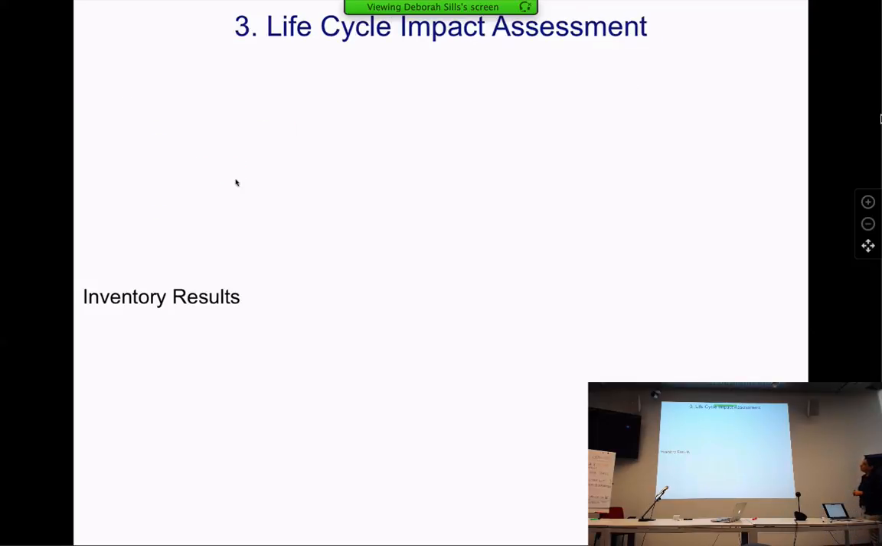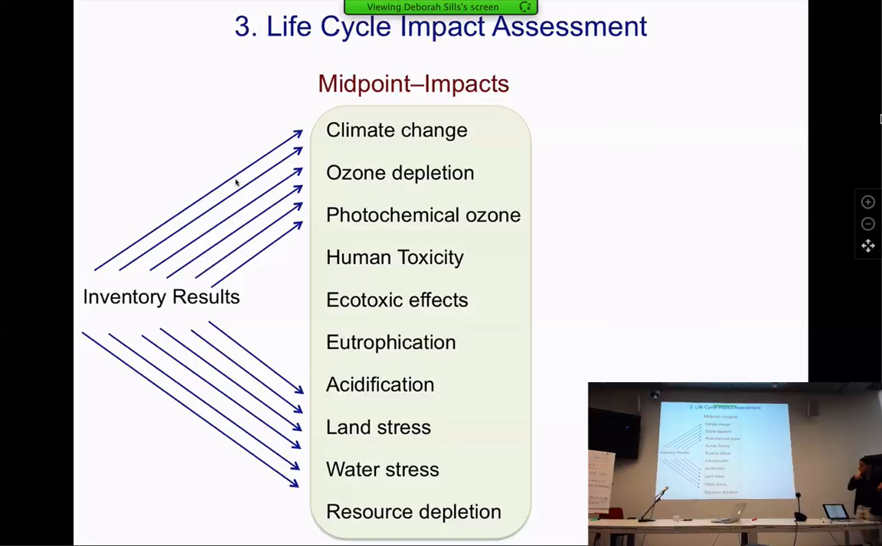All right, so we're on to 3, inventory. Or no, impact assessment. So we have our inventory results, right? So we have now this list of all these substances. So how are we going to transform these substances into environmental impacts? This is what we want to do.